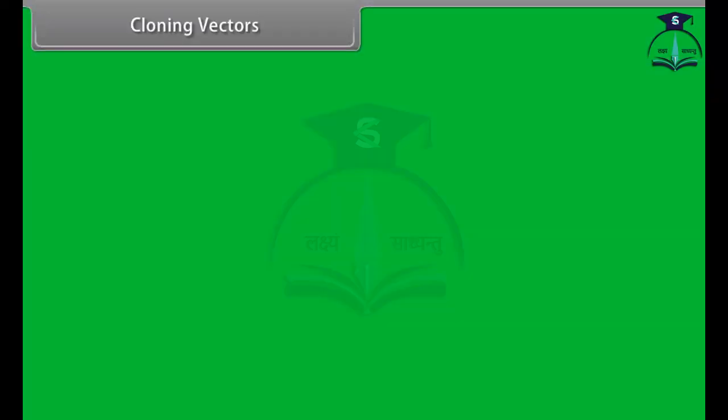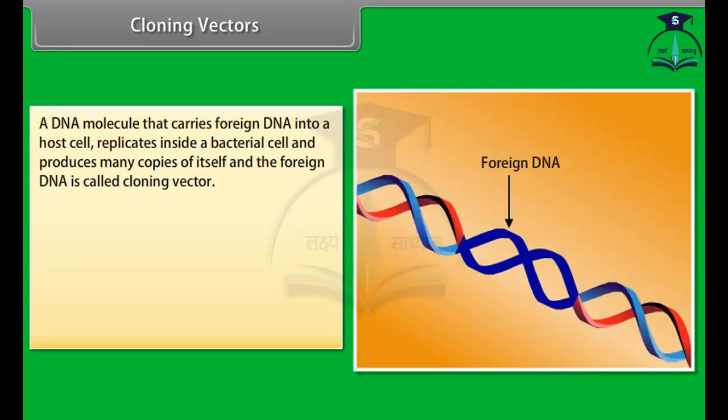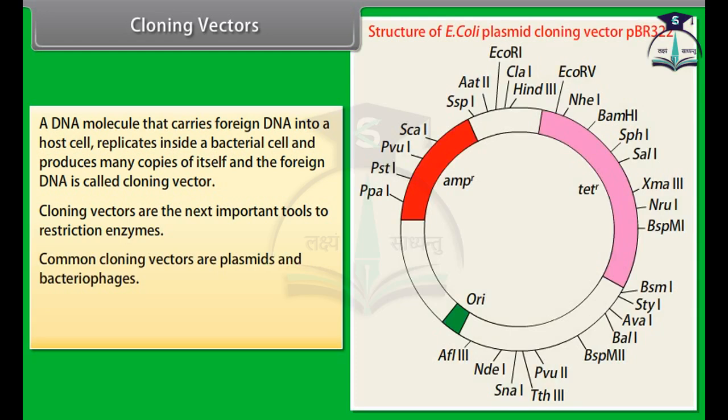Cloning vectors. A DNA molecule that carries foreign DNA into a host cell, replicates inside a bacterial cell and produces many copies of itself and the foreign DNA, is called a cloning vector. Cloning vectors are the next important tools after restriction enzymes. Common cloning vectors are plasmids and bacteriophages. The following features are required to facilitate cloning into a vector.